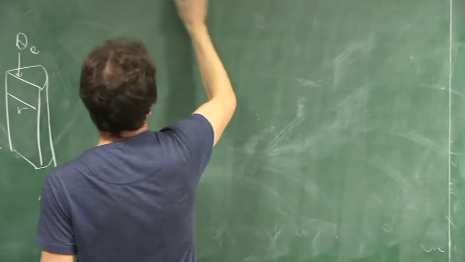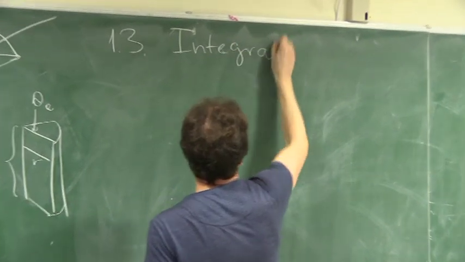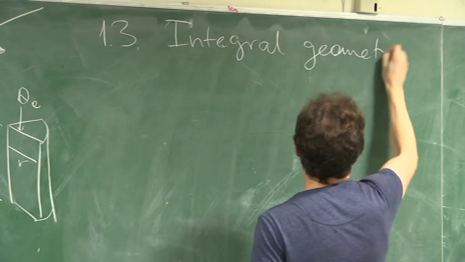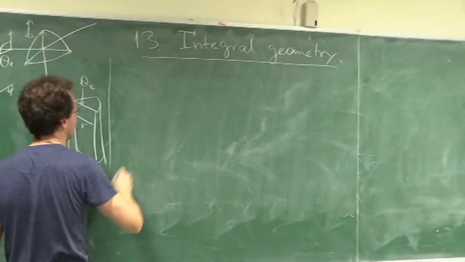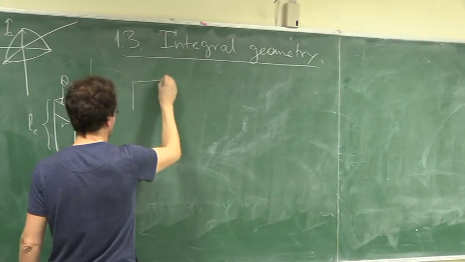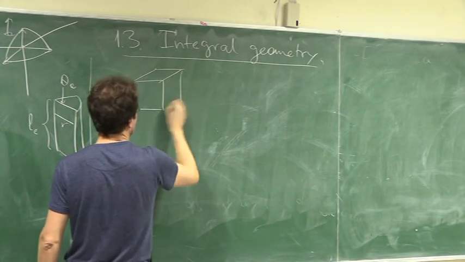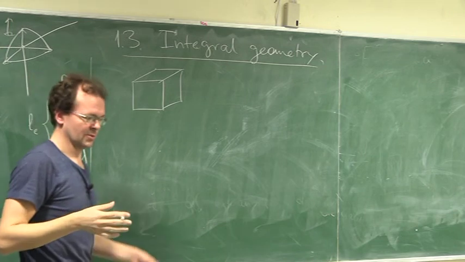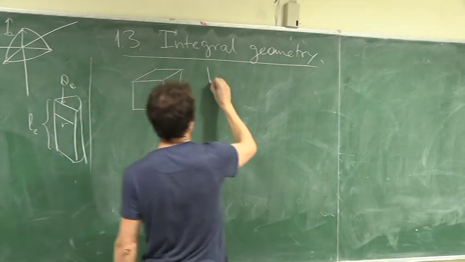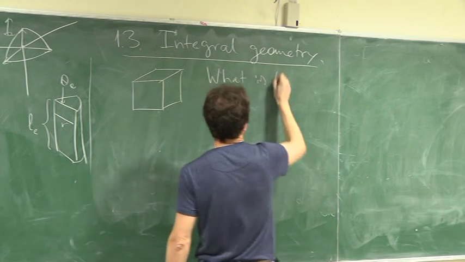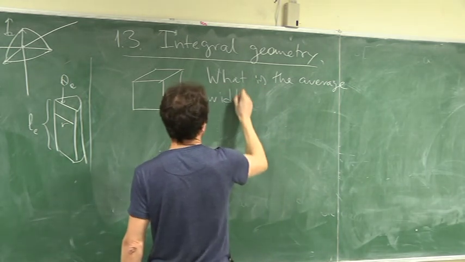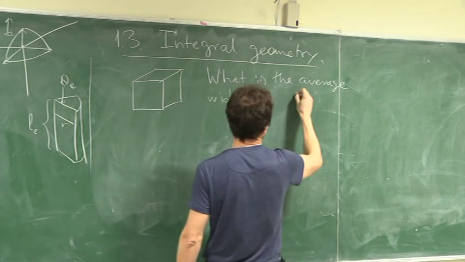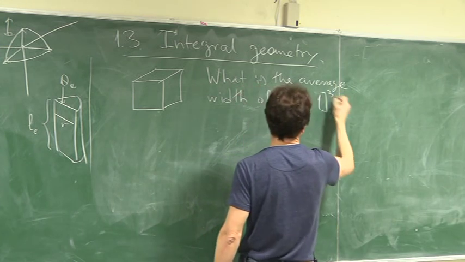So now the third part, integral geometry. So I start with a question which doesn't seem to be related. Let us take a unit cube, a cube with edge length 1. The question is, what is its average width? The average width of the unit cube, denoted by Q.